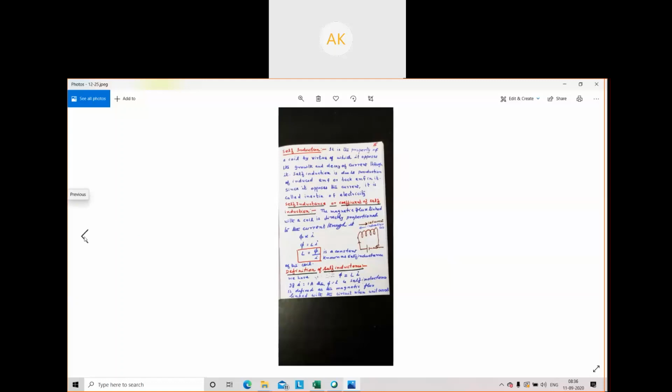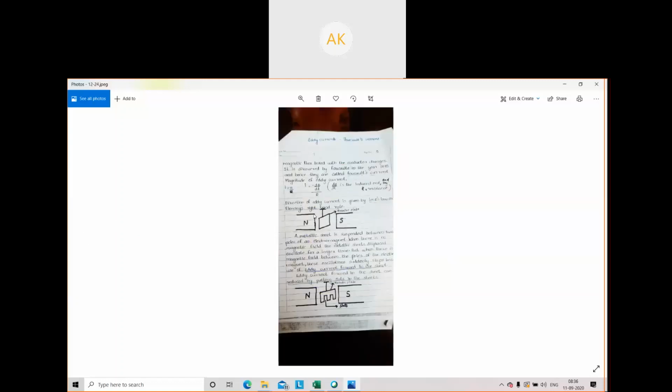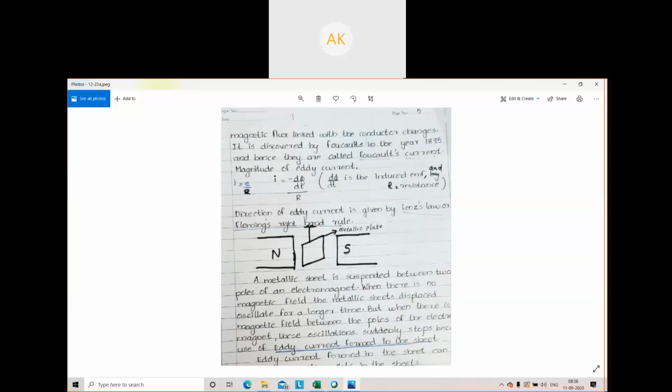Now that equation I showed you. See, I equals dφ by dt by R. And dφ by dt is the induced EMF. R is the resistance. This is the equation for eddy current. Small letter i is eddy current. Small letter e is used for induced EMF. This is induced current. So what is the equation? I equals E by R. What is E? The induced EMF, minus dφ by dt. The minus sign shows it always opposes the change in flux. Current induced always opposes the change in flux.